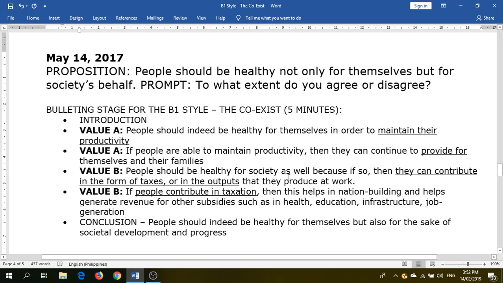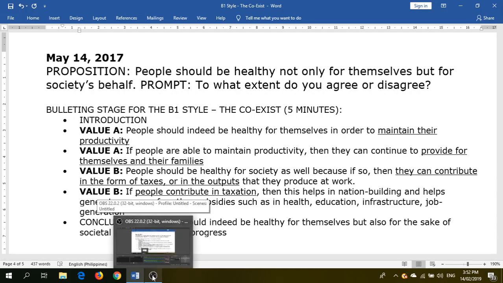And next video, we will be talking about the B2 style. And of course, soon after that, I'll be showing you sample essays that did score very well using these styles, just to prove that these argumentative styles that we're talking about in this series of videos are proven and are effective for the IELTS exam and for other exams as well, I'm sure.